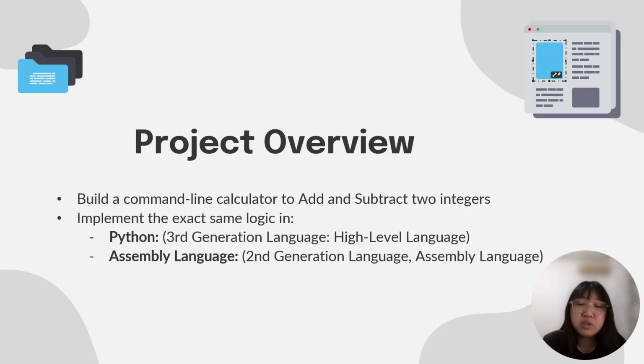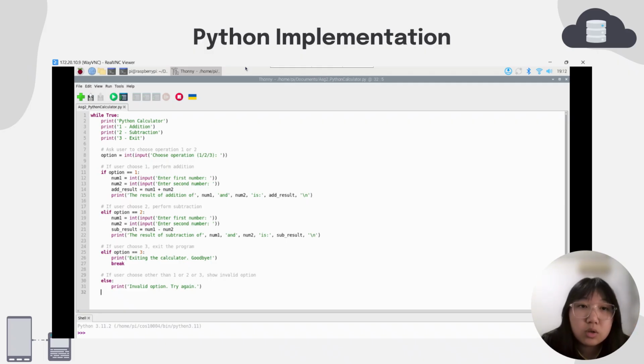So part 3 of this assignment, I have built a small calculator program that asks the user to enter two numbers and then outputs the result of the addition and the subtraction. I have implemented the exact same functionality in Python and in assembly language, so we can compare them. Alright, so let's look at the Python version of the calculator first.